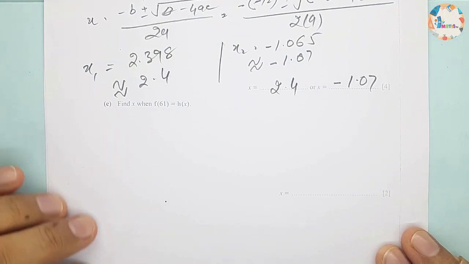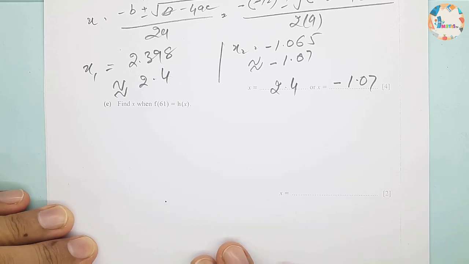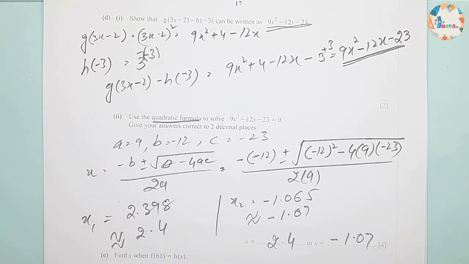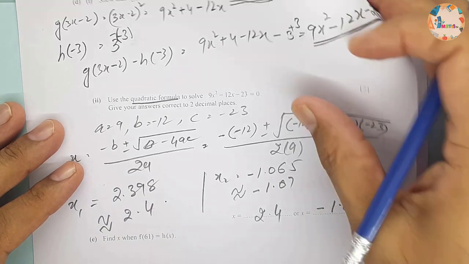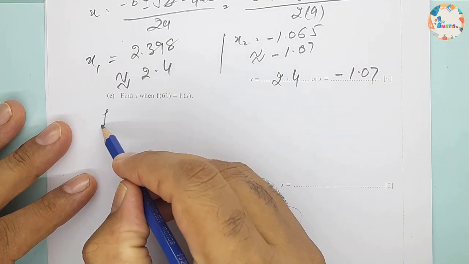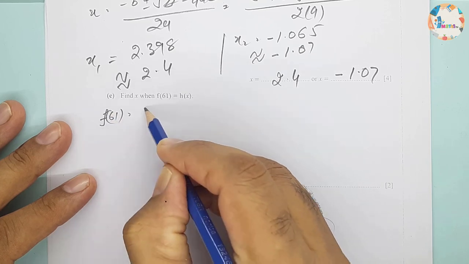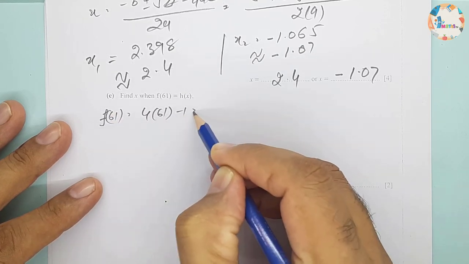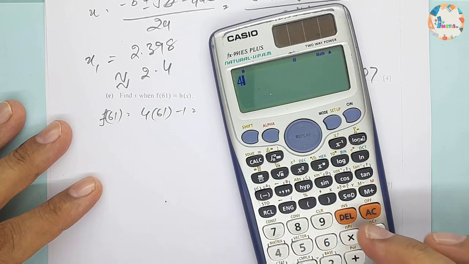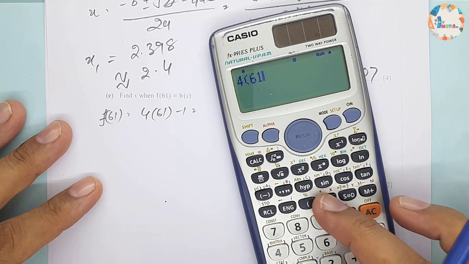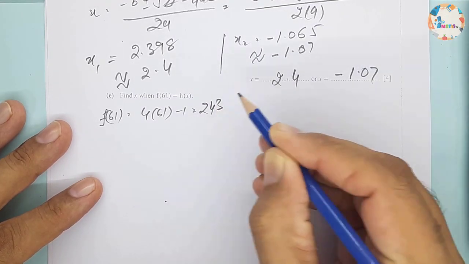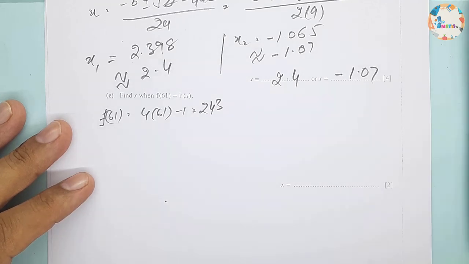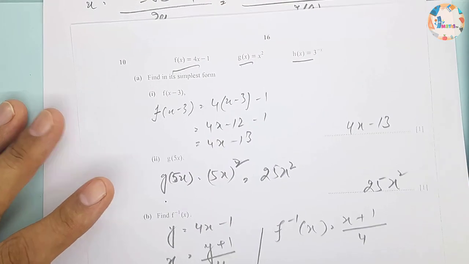Find x when f of 61 is equal to h of x. F of 61, so f of x, we know f of x is equal to 4x minus 1. So f of 61 we will calculate. f of 61 is equal to 4 into 61 minus 1, which is equal to 4 into 61 and minus 1, which is 243. And h of x, we know h of x is given over here, 3 raised to minus x.